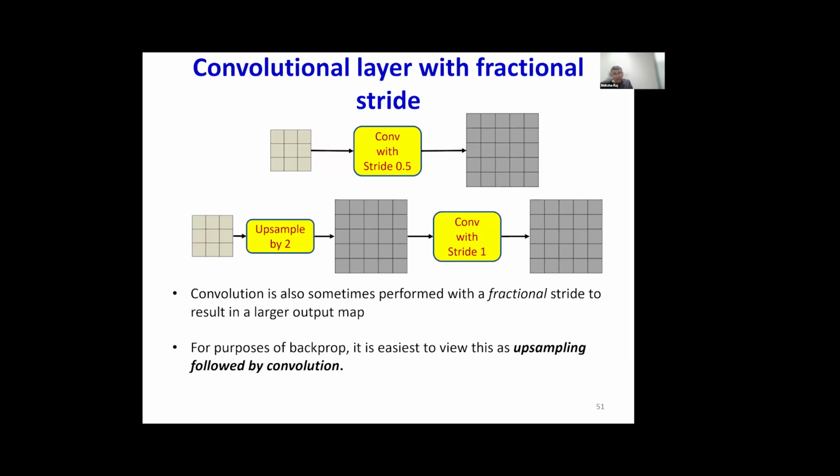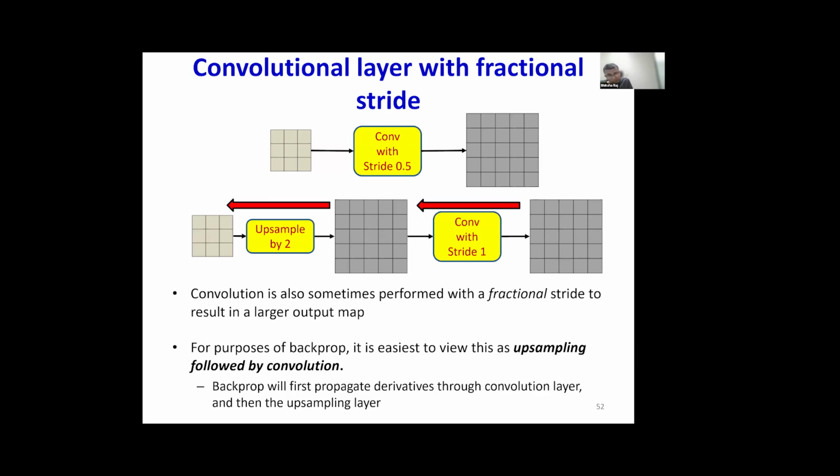And once you realize that convolution with a fractional stride is the same as upsampling followed by convolution, then you can separate the operation out. We know exactly how to perform backpropagation through a convolution with stride 1. We also know exactly how to perform backpropagation through an upsampling layer. In fact, it's very simple. And then you chain these operations up. And so now the result is going to be a backpropagation from this output all the way to the input. That makes sense to everybody?